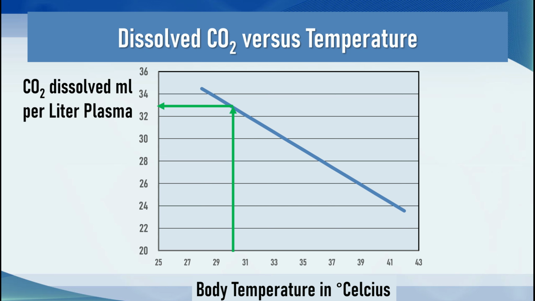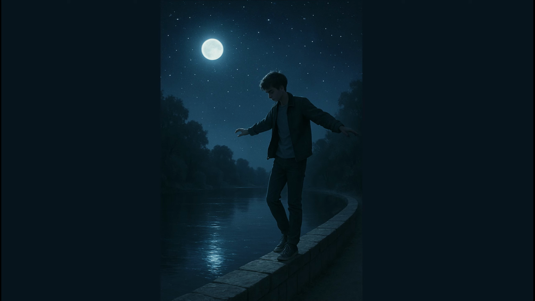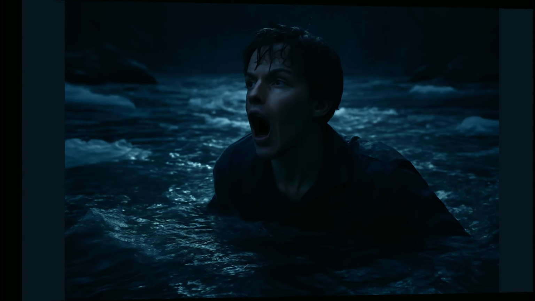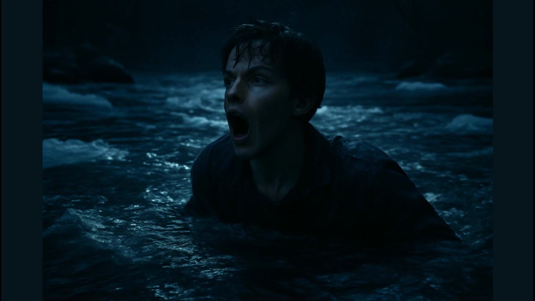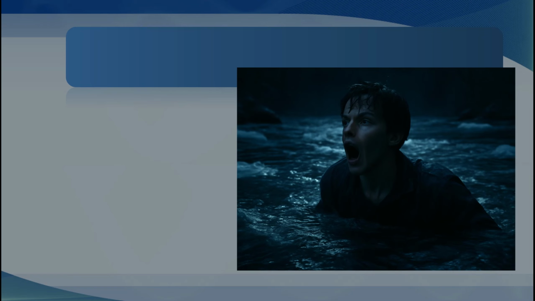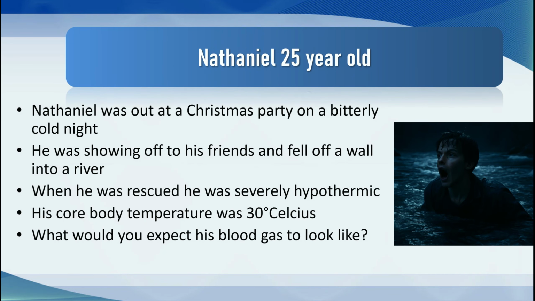Let me give you an example of a situation that you might encounter. Nathaniel was out at a Christmas party on a bitterly cold night. He was showing off to his friends and fell off a wall into a river. When he was rescued, he was severely hypothermic. His core body temperature was 30 degrees Celsius. What would you expect his blood gas to look like?